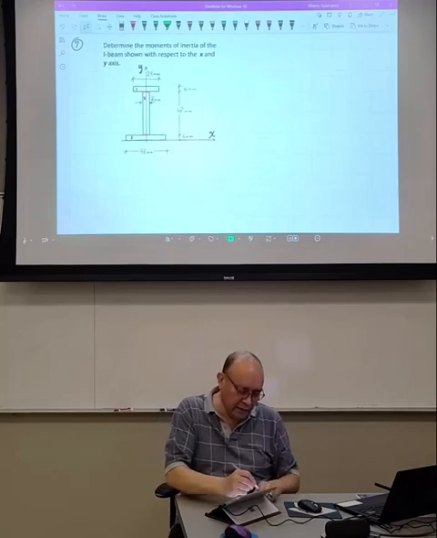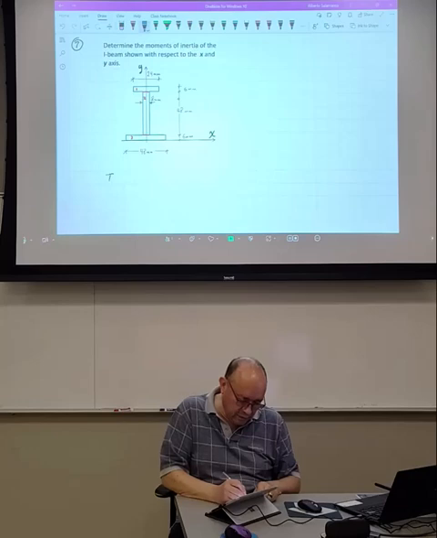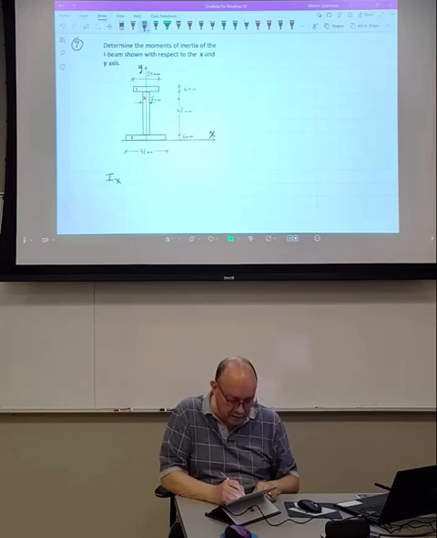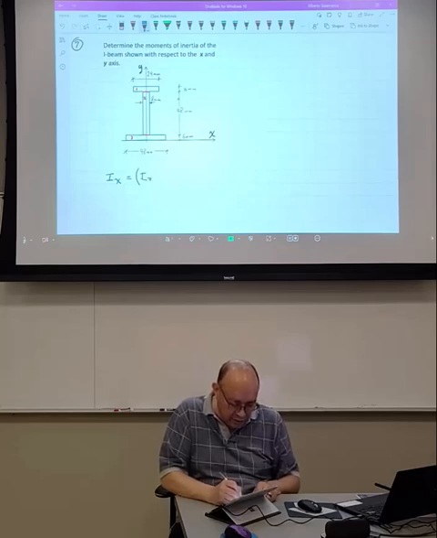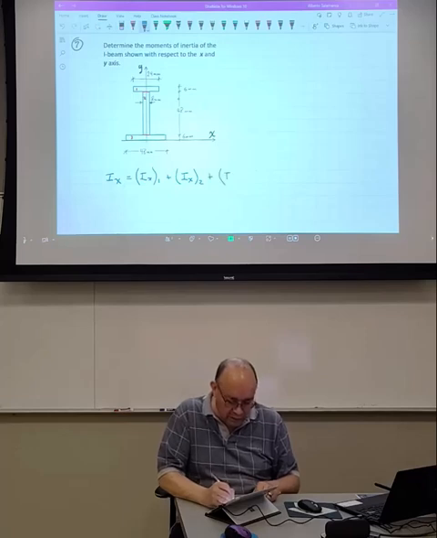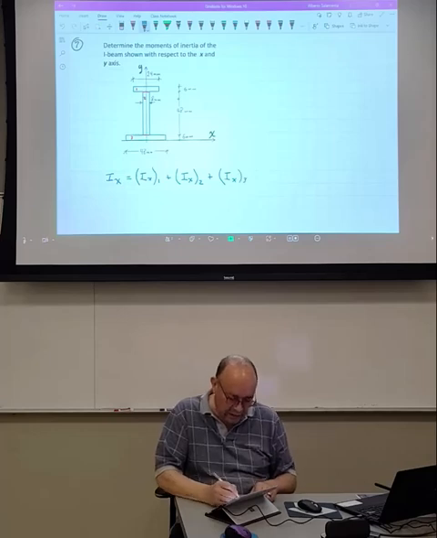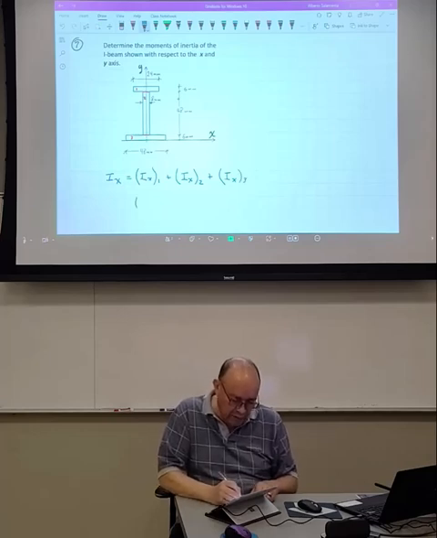So I will say the moment of inertia of this figure with respect to the x-axis is going to be equal to the moment of inertia with respect to the x-axis of figure 1, plus the moment of inertia with respect to x of figure 2, plus the moment of inertia with respect to the x-axis of figure 3.